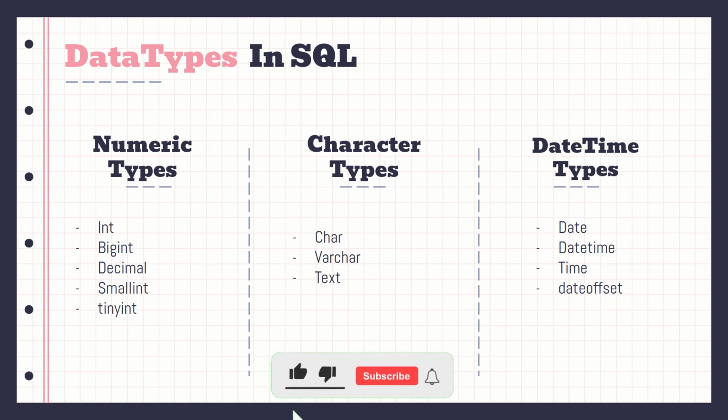For the date and time types, it's self-explanatory. The date, you can use it to store date information. The datetime, you can use it to store a date along with its corresponding time. And also the time is used to set specifically only the time of a given event.